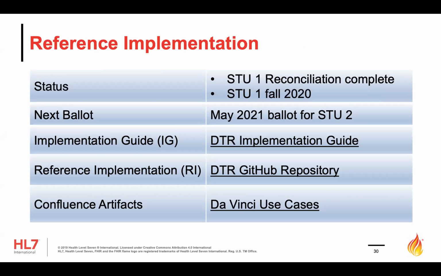The current status of the IG is we're hoping to get into STU1. While STU1 reconciliation is complete, we're supposed to go to STU1 in the fall, fall 2020. The next ballot will be May of 2021, which we ballot for STU2. And then again, I've got some links to the implementation guide, the GitHub repository, and the Da Vinci use cases.